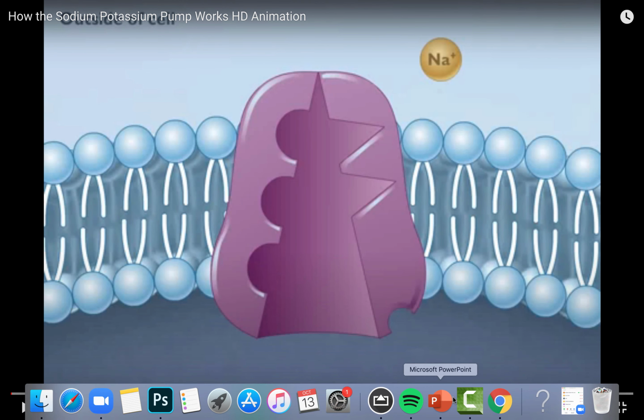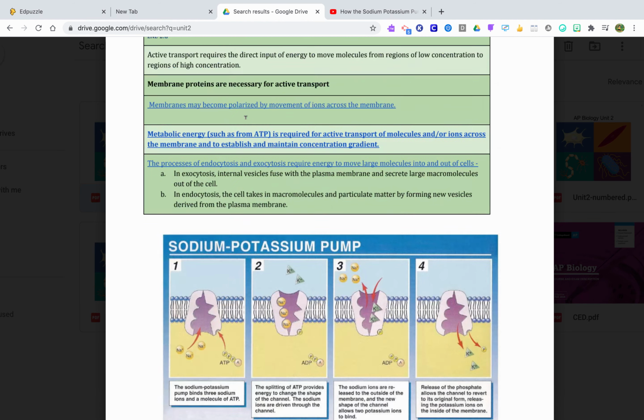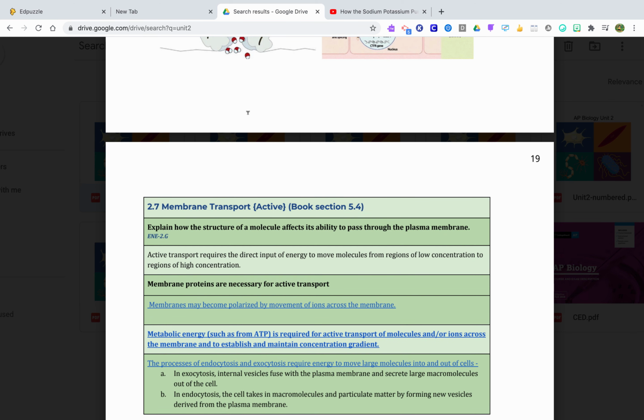Okay. So for 2.7, I believe it is, which is active transport, we're going to talk about how things move from an area of low concentration to an area of high concentration. Think about moving a boulder uphill or a bowling ball or something uphill or even just walking uphill. Going from an area of low concentration to high concentration against the concentration gradient is going to require energy.